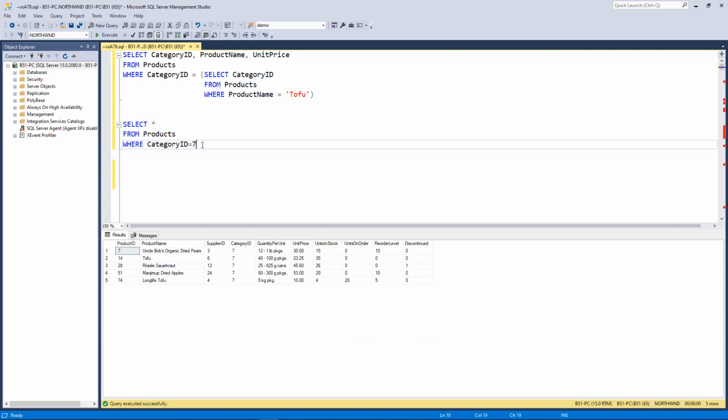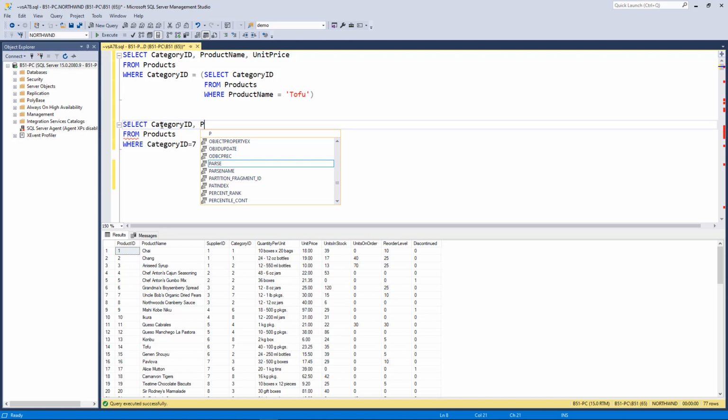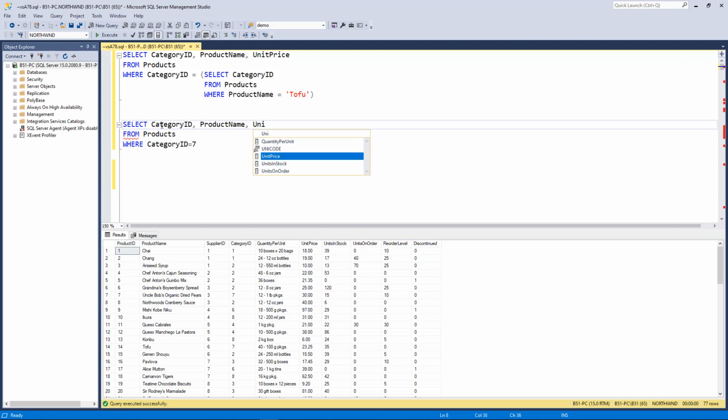But in case we don't know what is the category of the product tofu, and maybe want to change it, this time the product name is tofu, next time is something else. We just know the product name, we don't know the category of the product. What we need to do is, first of all, write what we want. We want the category ID, and we want the product name, and we want the unit price. But the category, we need to find it.